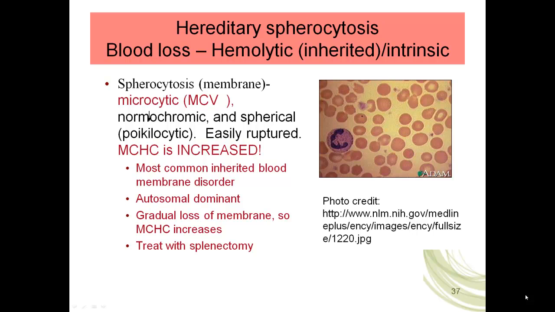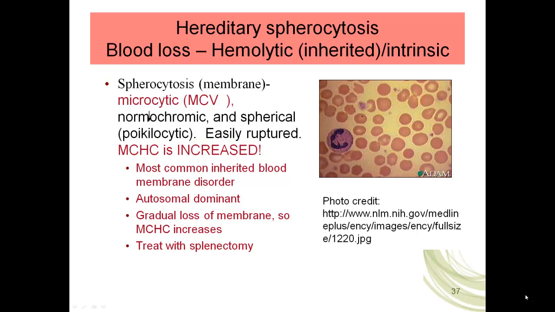The cells are initially made correctly. They are normochromic, normocytic, but over time, the red blood cell membrane is lost. It kind of blebs away. So the MCV gradually decreases. Now this means that the hemoglobin is now going to be in a smaller and smaller volume, which means MCHC increases. So I want you to think of the end portion of this disease.